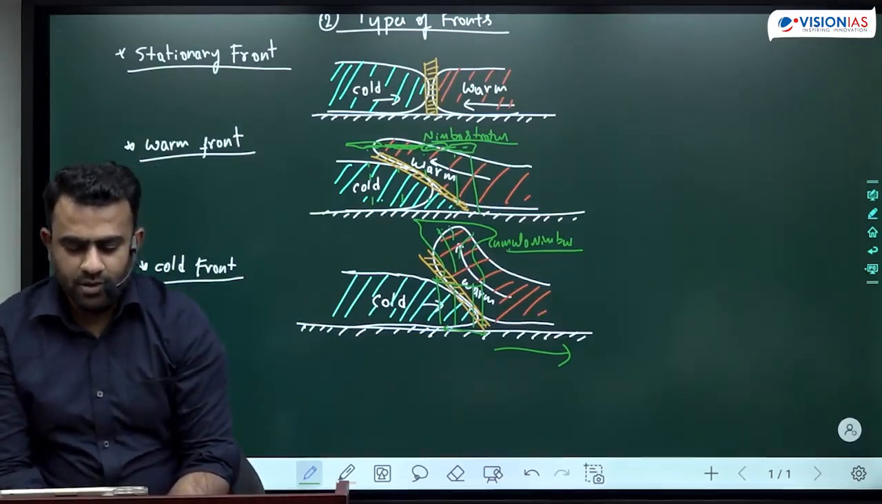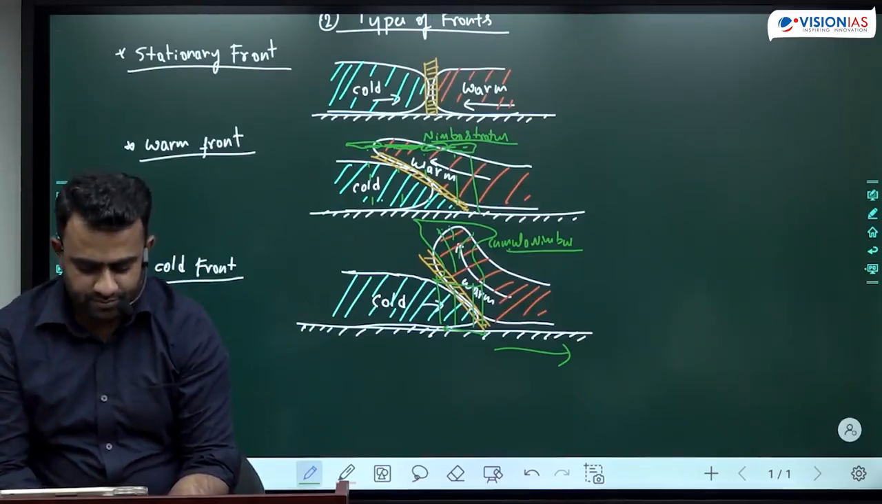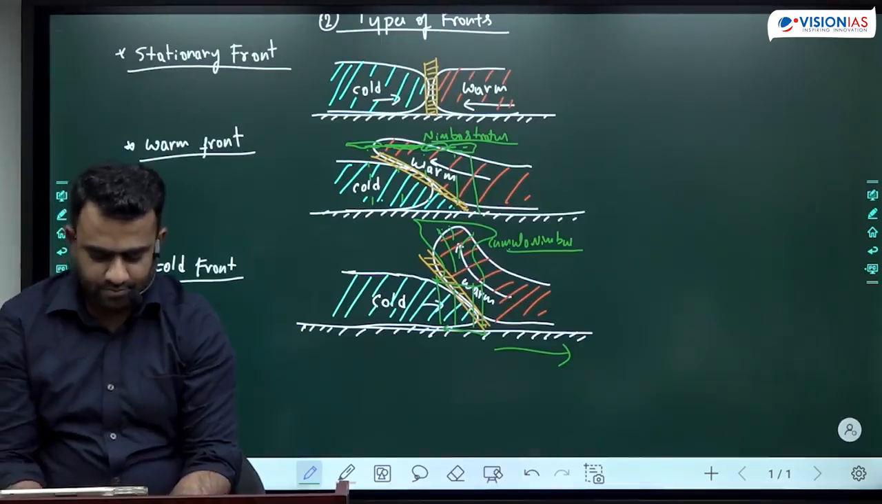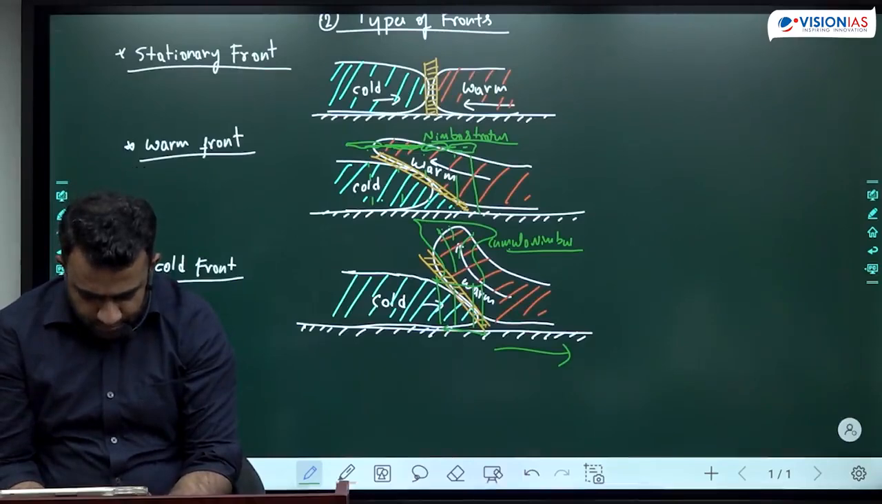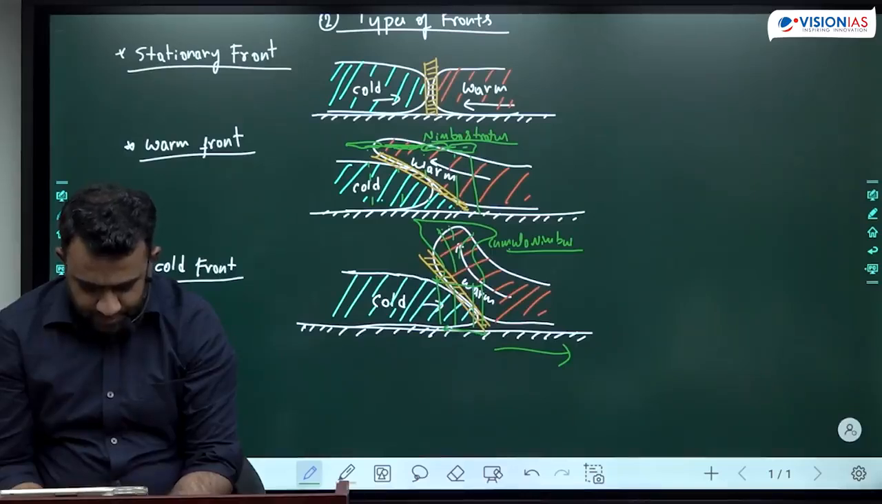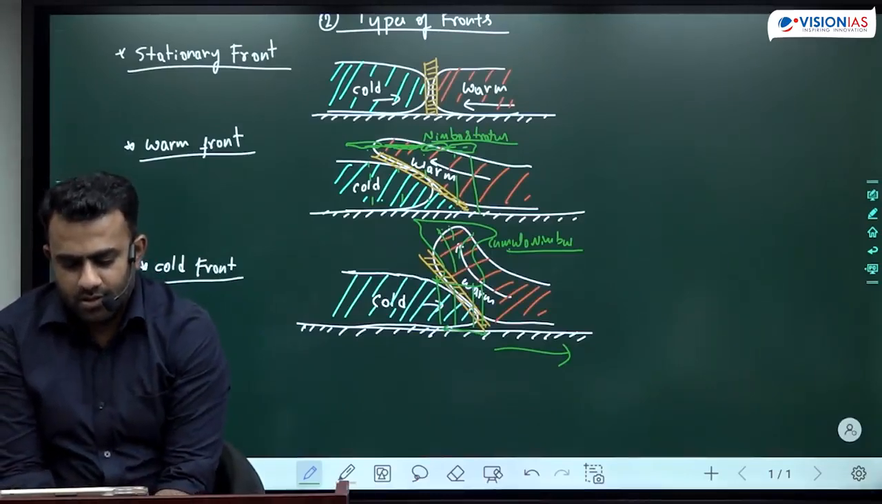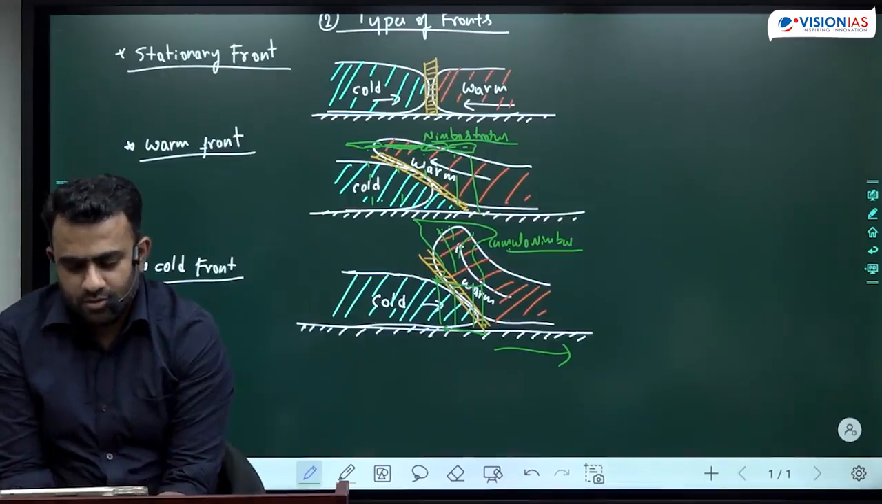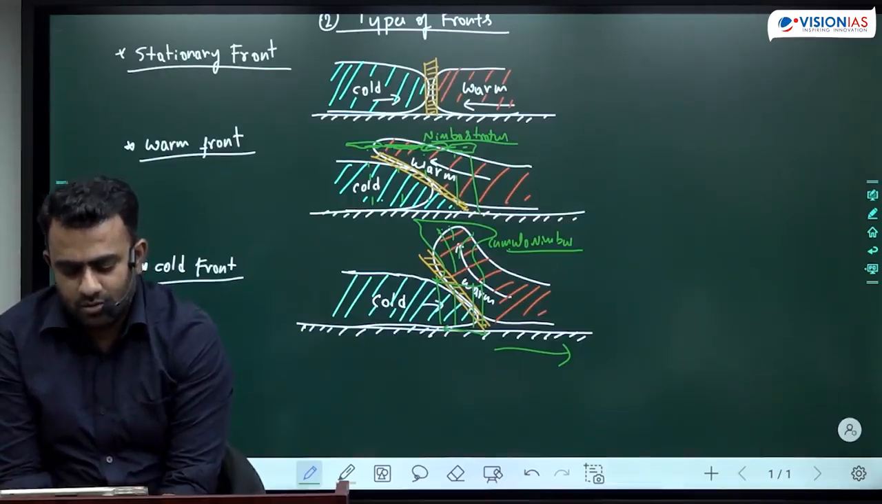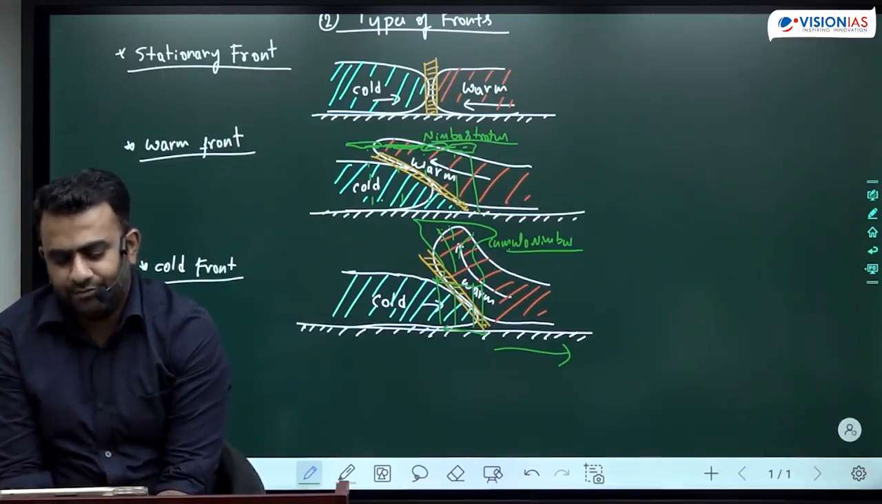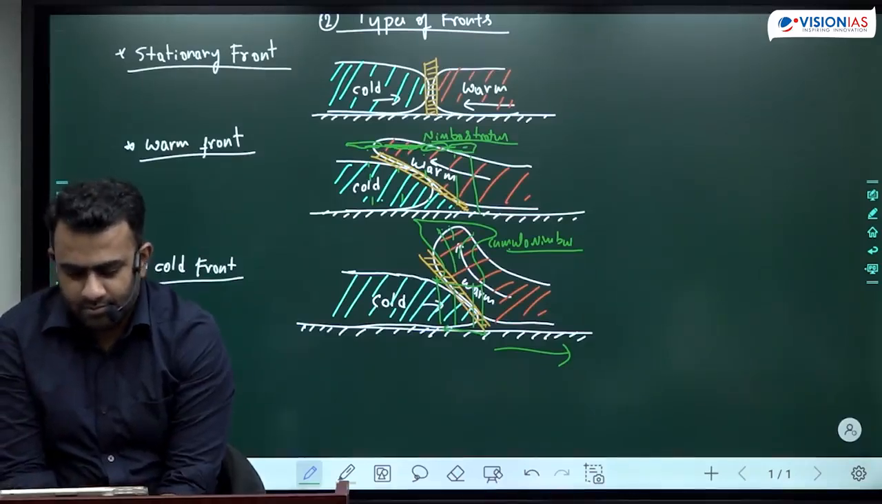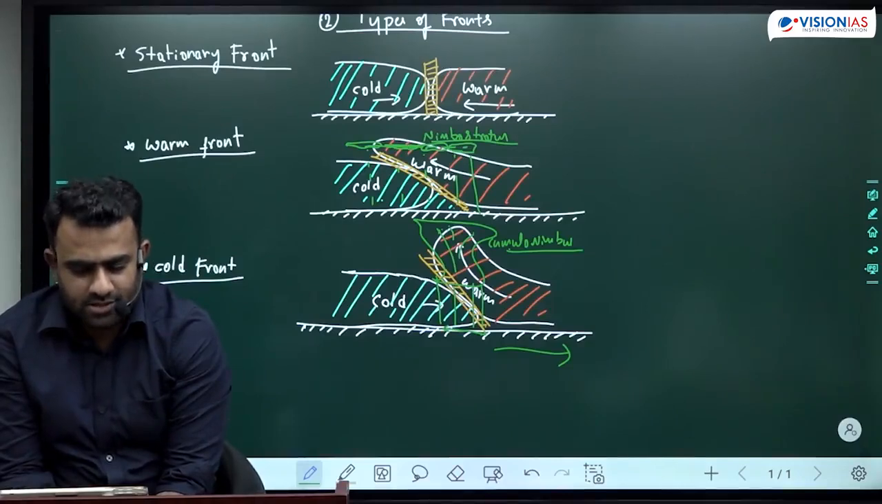Next point. The gradient of the front is gradual, leading to slow ascent of warm air. Ascent is rising, a slow rising of warm air.